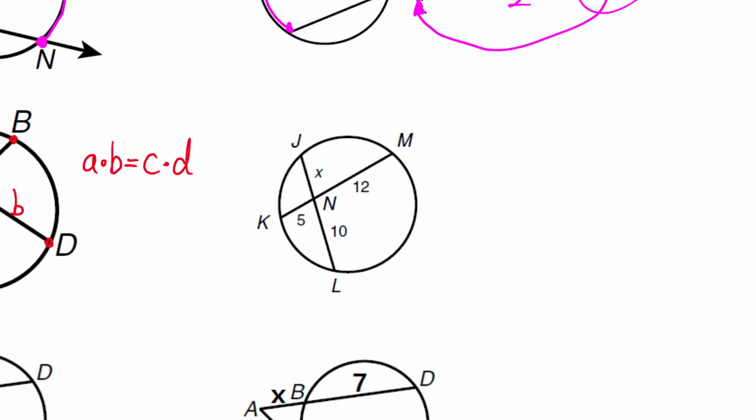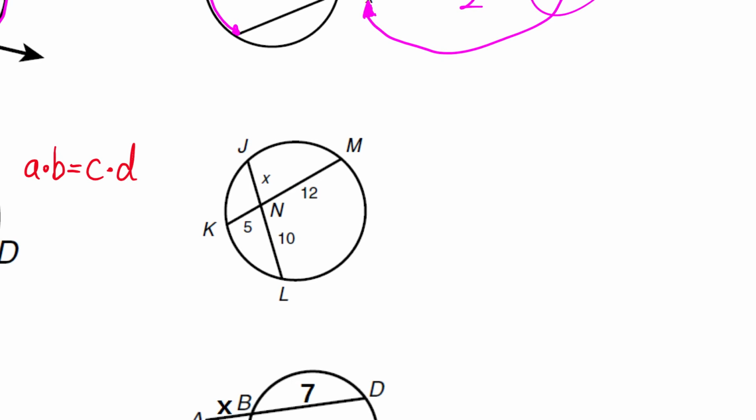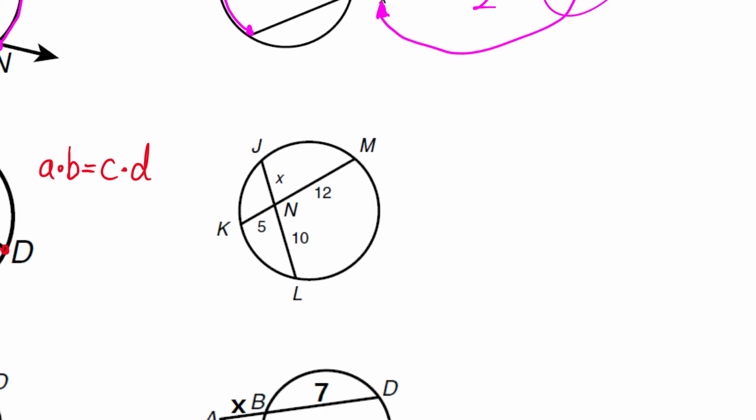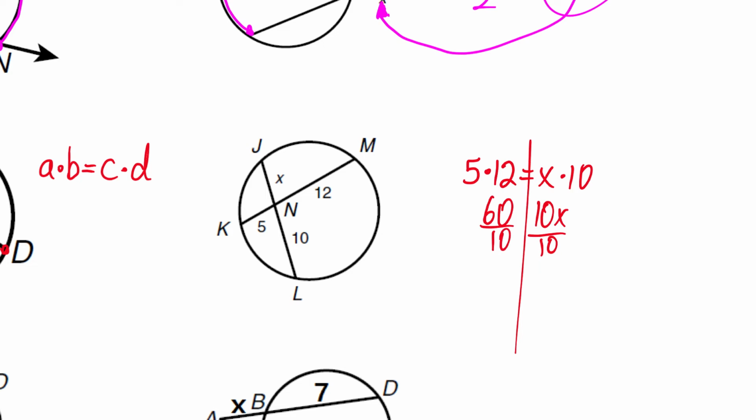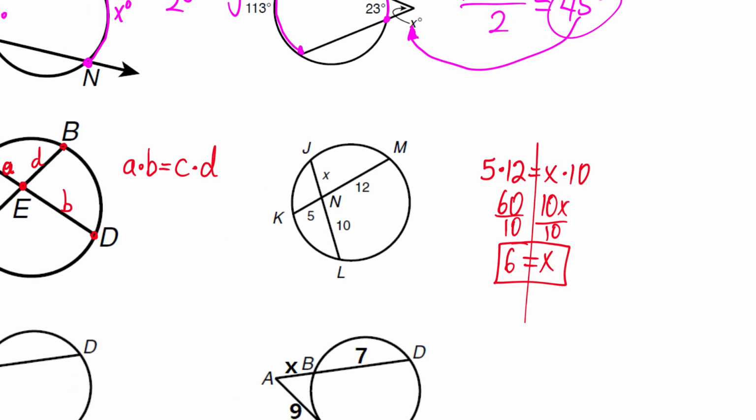So on this one, we're going to do the same thing, and this is a specific case of it. So how are we going to set this one up? 5 times 12 equals x times 2. Good. 5 times 12 is going to equal x times 10. So 60 equals 10x. Divide both sides by 10, and then x equals 6.